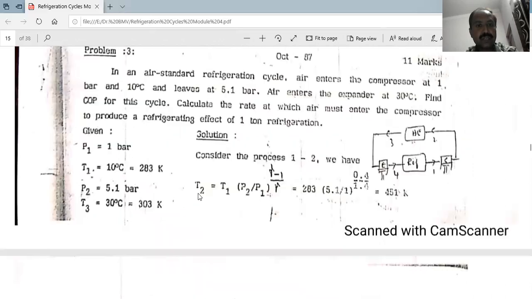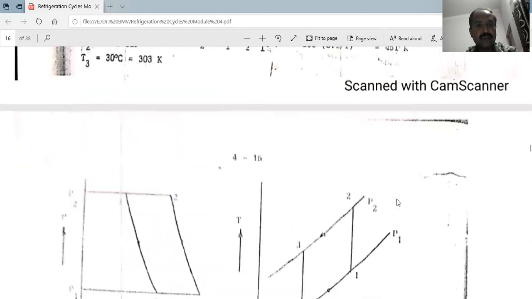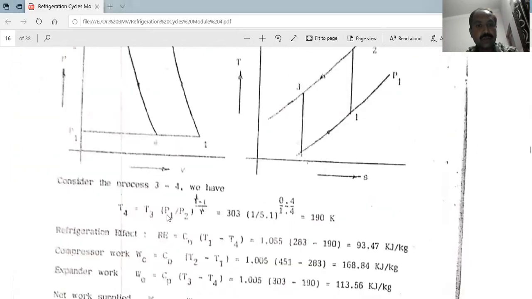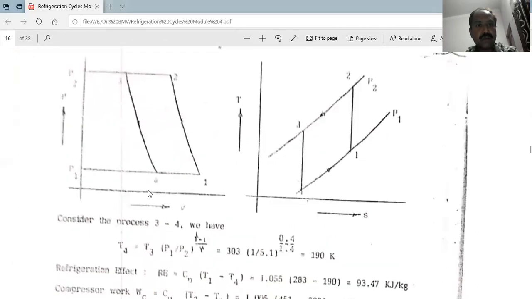You have to write down that T2 is equal to T1 into (P2 divided by P1) to the power of (gamma minus 1) divided by gamma. Gamma you can take 1.4. It becomes T2 is equal to 451 degree Kelvin. Similarly, T4 is equal to T3 into (P1 divided by P2) to the power of (gamma minus 1) divided by gamma. It becomes T4 is equal to 190 degree Kelvin, because P2 is equal to P3 and P4 is equal to P1.